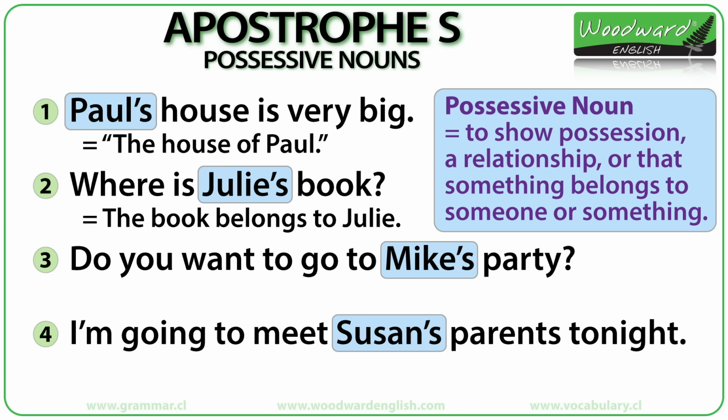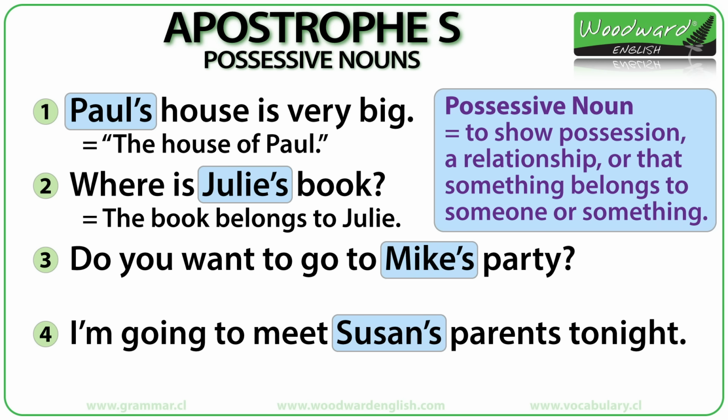When we have a singular noun, we just add an apostrophe S, like we have already seen. For example, we went to Ange's house last night. Ange is a singular noun, the name of a person. So we just add an apostrophe S to the end of her name. Ange's. Ange's house. This means the house belongs to Ange.